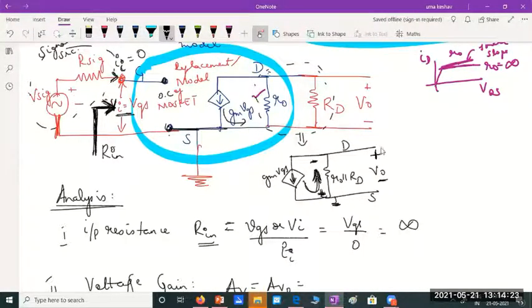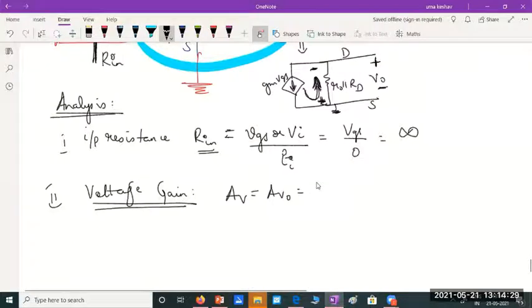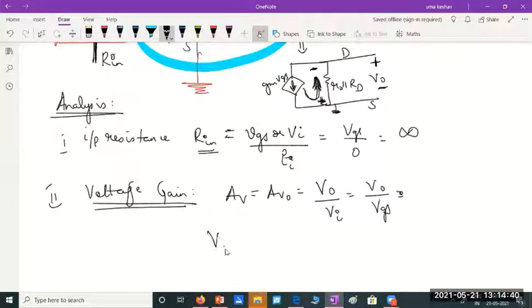But we are measuring the voltage in the opposite direction. So let me say V0 by Vi or V0 by VGS. Vi and VGS are the same. What is the value of V0? Voltage gain means it's always a ratio of output to input. Here V0 will be equal to the current source GM VGS into the parallel combination of the two resistors R0 parallel RD, but with an opposite direction, hence I should put a minus sign.